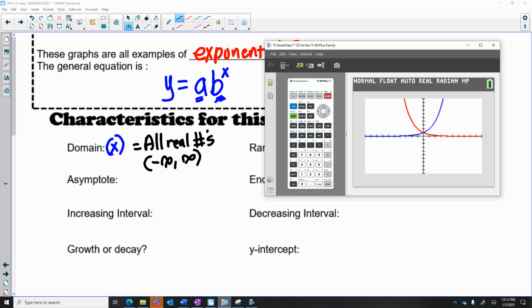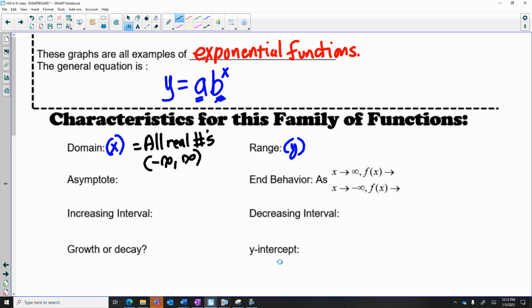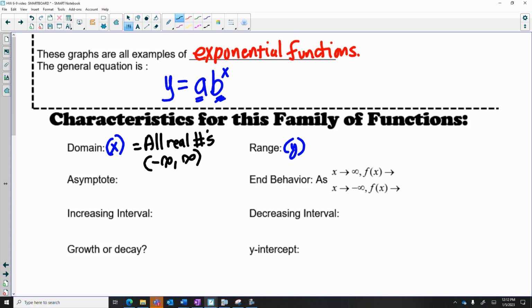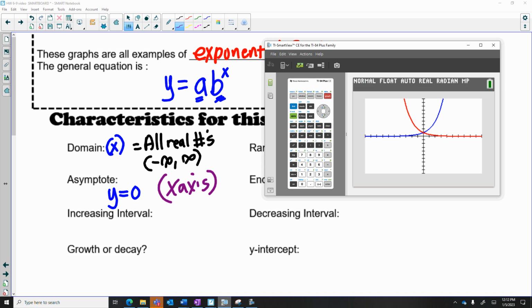The range is the y values, which is dictated by the down and up. So if you look down and up, the lowest y value is the x-axis, which is around 0. But there's actually an asymptote at 0. In fact, the graph is approaching but never touching that asymptote. So that is called a horizontal asymptote because it's going like the horizon, going across. So the equation of that asymptote is y equals 0. Or you guys could write the x-axis. It's approaching but never touching that asymptote.